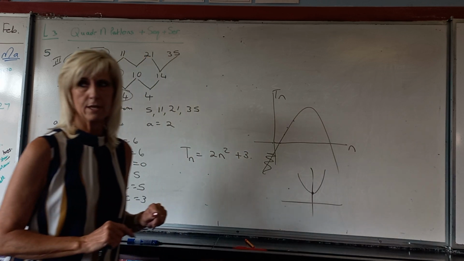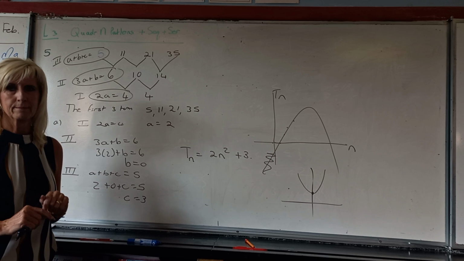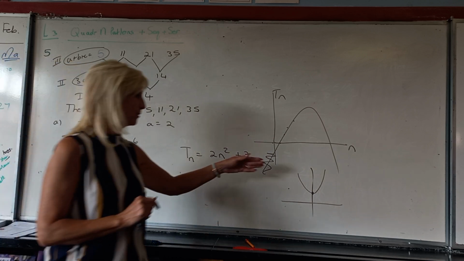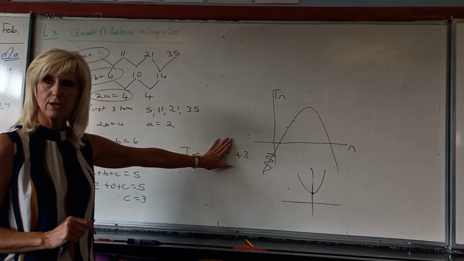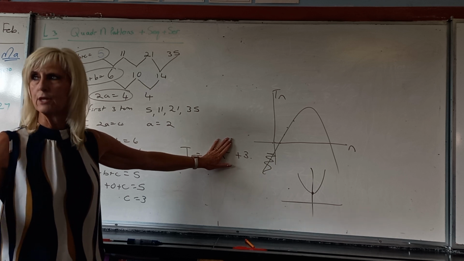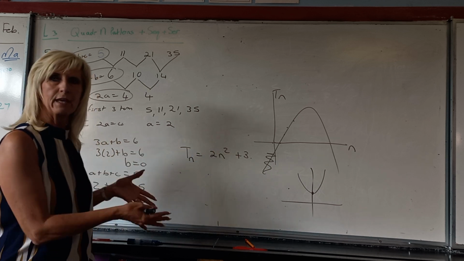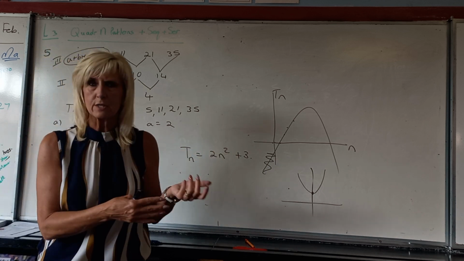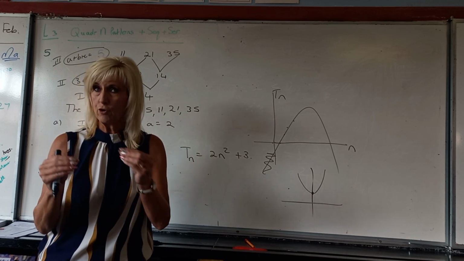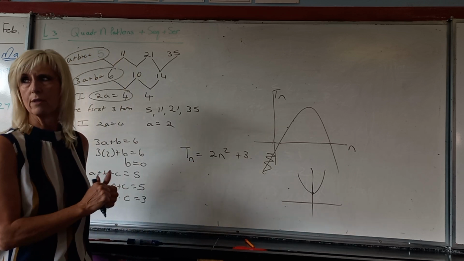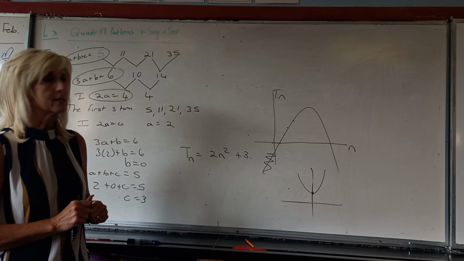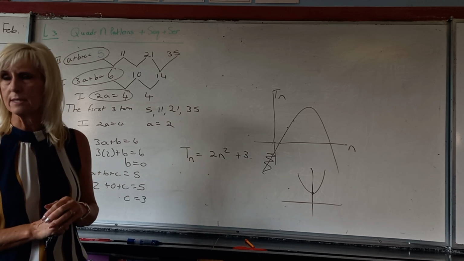So that would go directly through the origin. Can a be 0? No. Why not? Then it's a straight line. Exactly. Perfect. If a was 0, then this is bn plus c, which is a straight line. So if they're giving you a quadratic sequence, a cannot be 0. If you got 0, you made a mistake somewhere along the line. It's just a double check. So then we will carry on with the sequences and series.